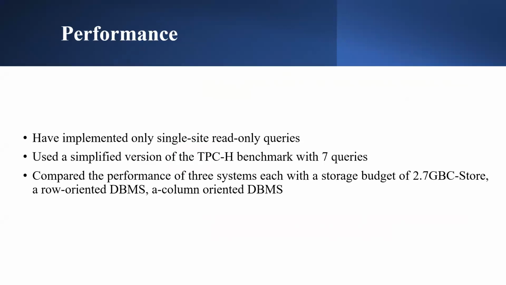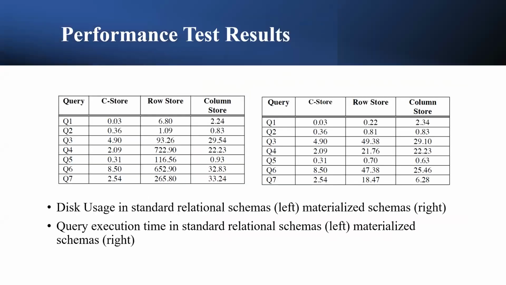So coming to the performance of the C-Store DBMS, the authors have implemented only single-site read-only queries. They have used a simplified version of the TPC-H benchmark with 7 queries, and they have compared the performance of the 3 systems, each with a storage budget of 2.7 gigabytes. As you can see, the disk usage and the query execution time for the relational schema is represented by the left table, whereas the materialized schema is represented by the right table. From the table, it is clear that the C-Store DBMS has performed well when compared to the row store DBMS.